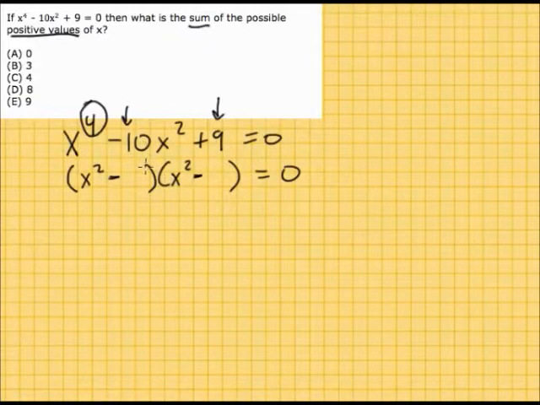So now the question is, what two numbers do I put in? It's either 1 and 9 or it's 3 and 3. 3 and 3 won't give me the 10 I'm looking for, so it's got to be 1 and it's got to be 9. And if you FOIL that through, you'll get that exact same thing you're starting with.